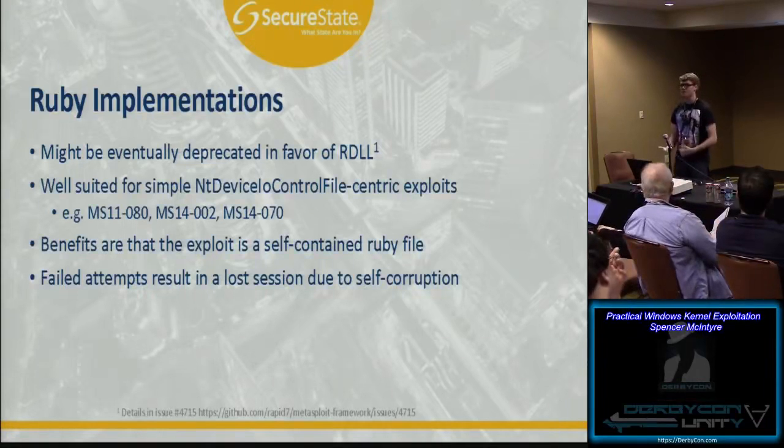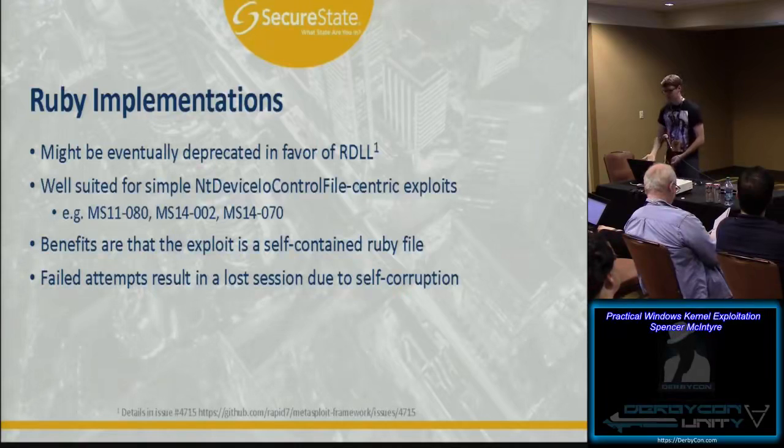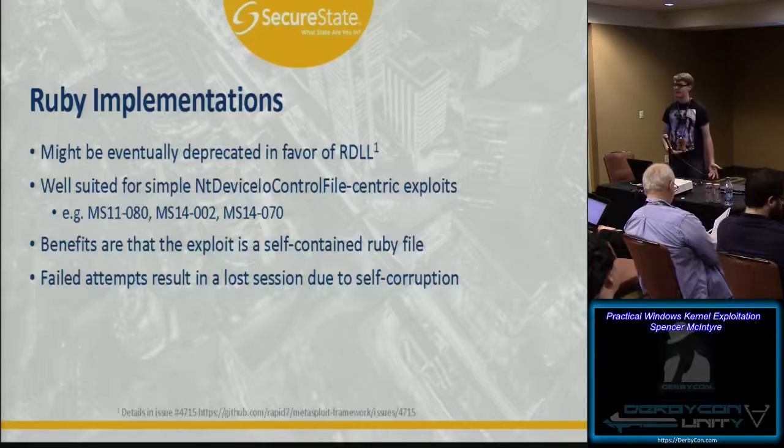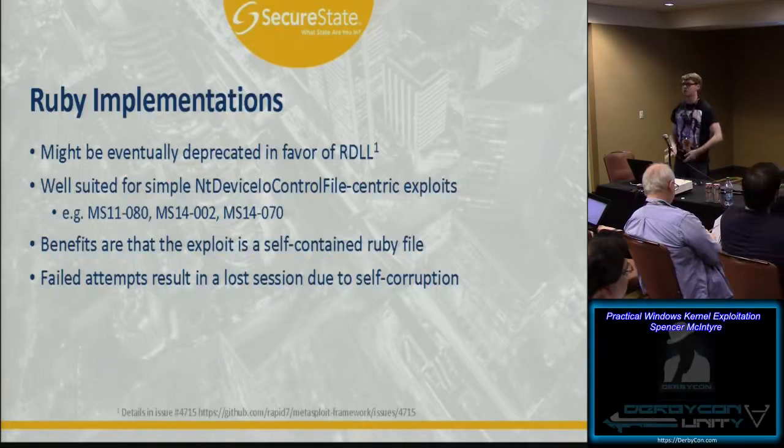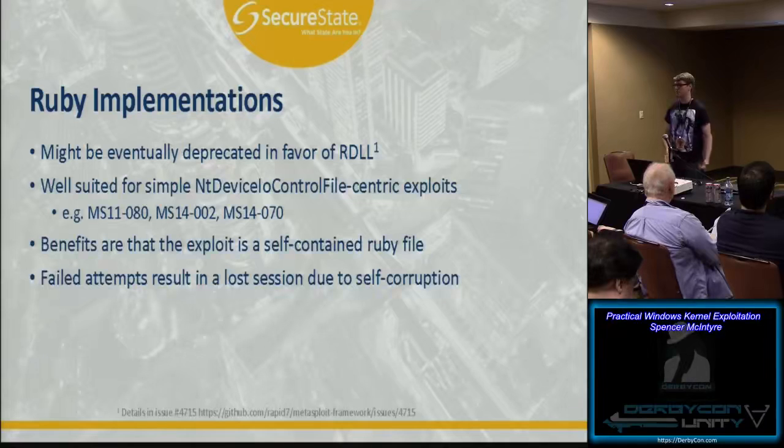So this technique is well suited for exploits that are very simple, that generally trigger some type of write-what-where condition, which is common with the NtDeviceIoControlFile-centric exploits, of which MS11-80 that I mentioned, the AFD JoinLeaf one, is one of them. You can utilize the NtDeviceIoControlFile function with a specially crafted buffer, and that's what's necessary to exploit MS11-80. That specially crafted buffer allows you to control what data is written to where.